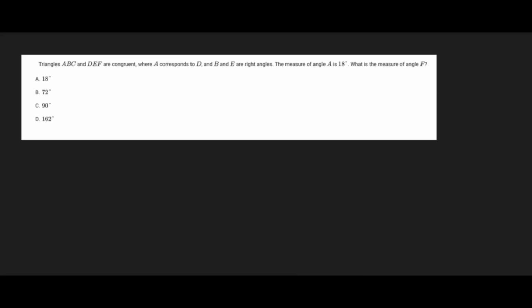Triangles A, B, C, and D, E, F are congruent, where A corresponds to D, and B and E are right angles. The measure of angle A is 18 degrees, whereas the measure of angle F.